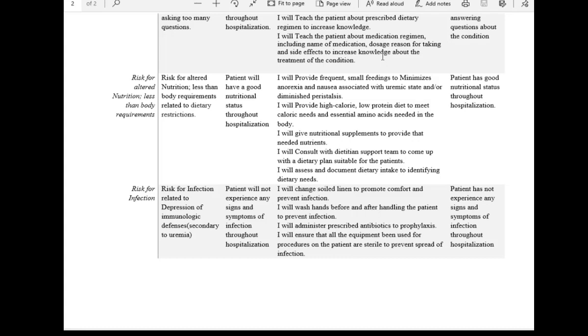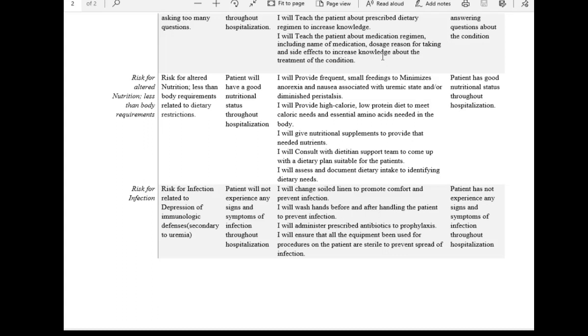So having implemented these interventions, we will now evaluate our patient. Our evaluation: patient has not experienced any sign and symptom of infection throughout hospitalization. So here our patient now will not experience any sign and symptom of infection throughout hospitalization. So we have looked at 5 problems, 3 actual problems and 2 potential problems.